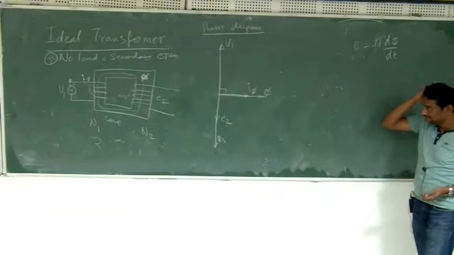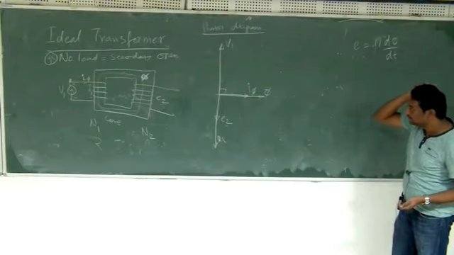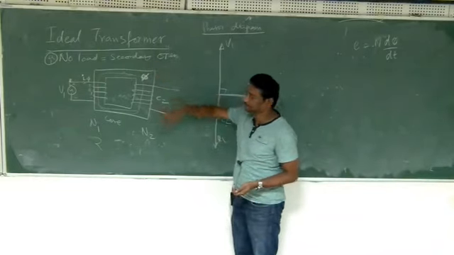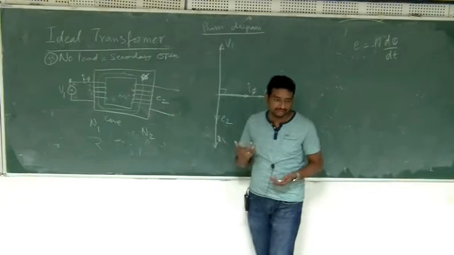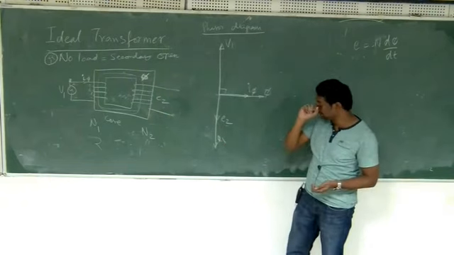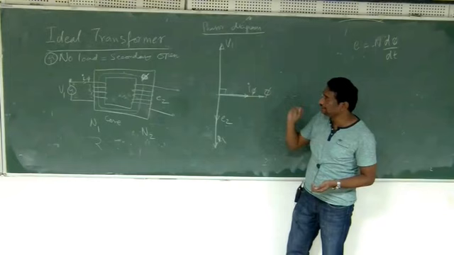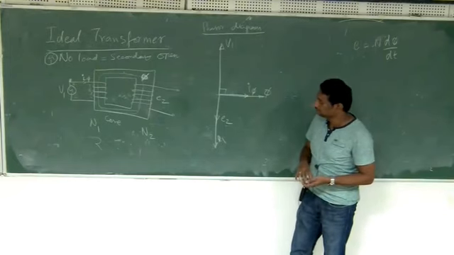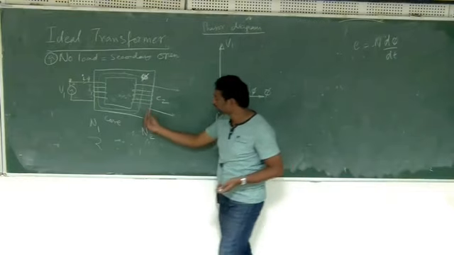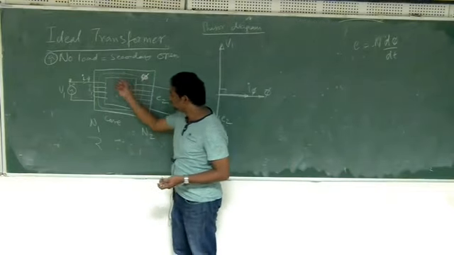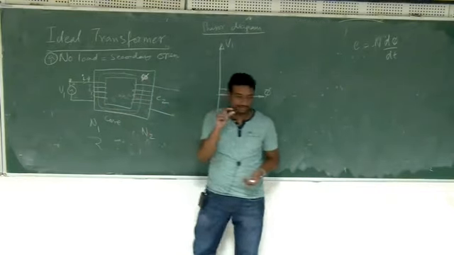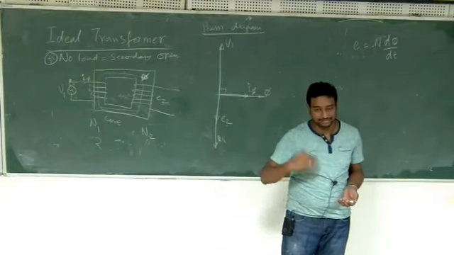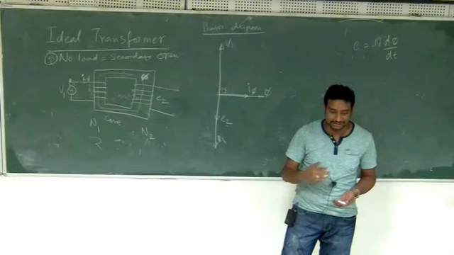So let's consider some more points now. I'm saying ideal transformer, but practically there are some losses. So slowly I'll introduce some non-ideal conditions. This core is there. The core is nothing but some kind of ferrite material, which is able to pass the flux.